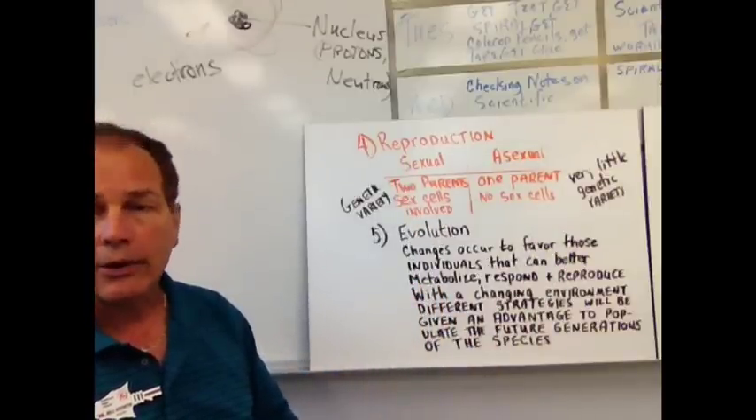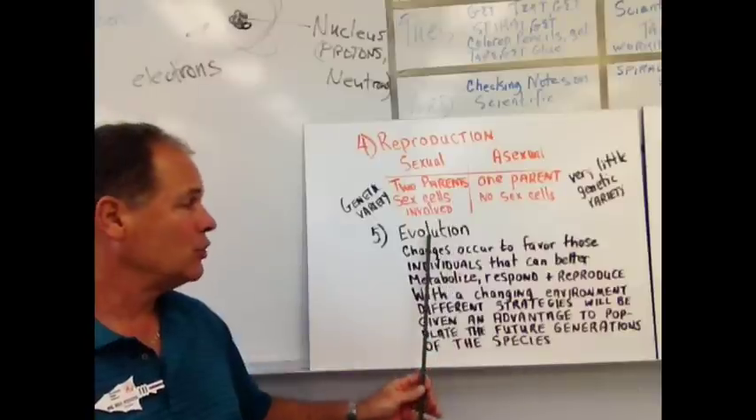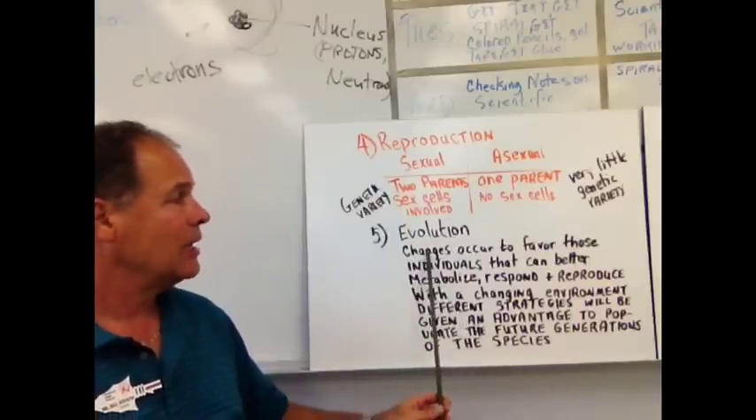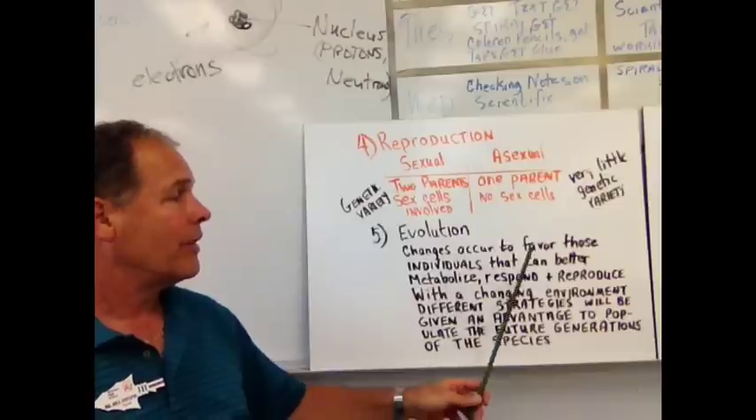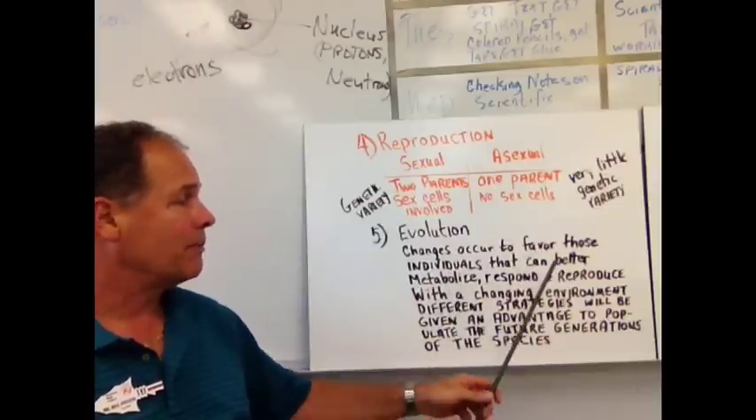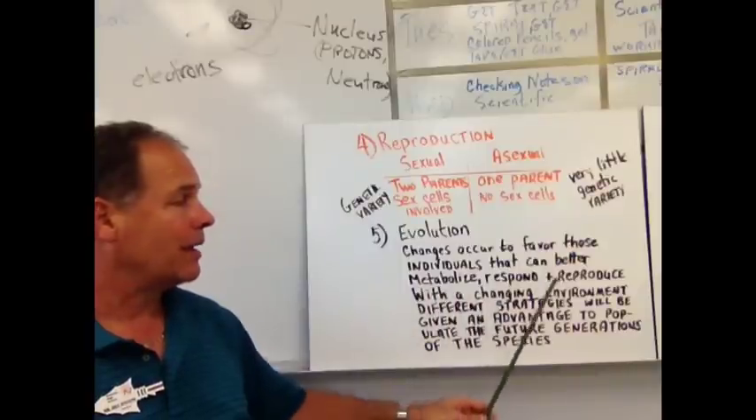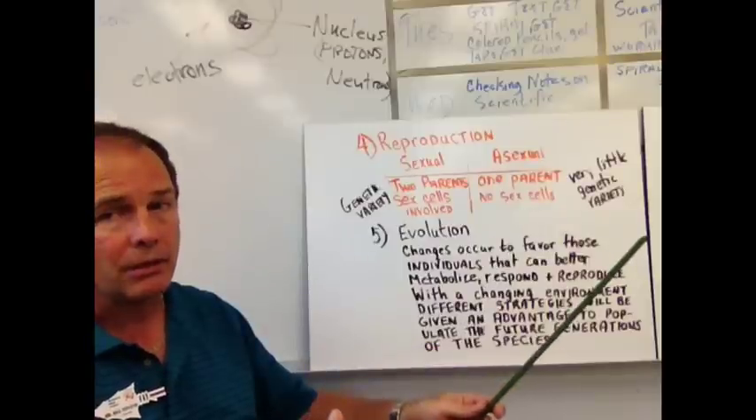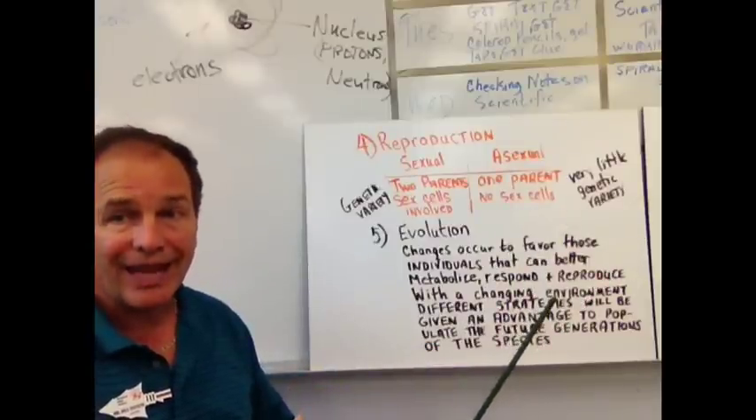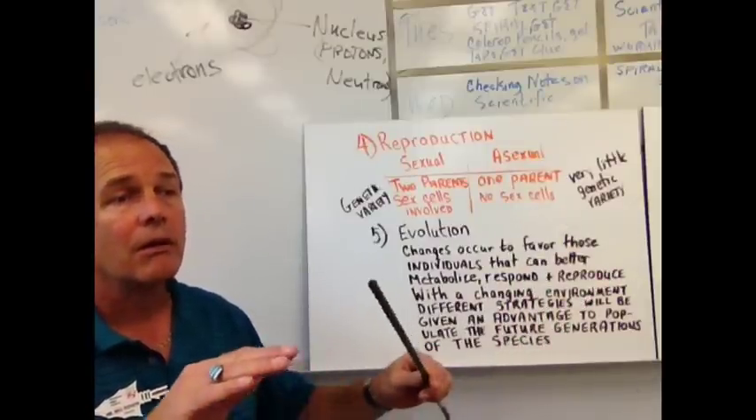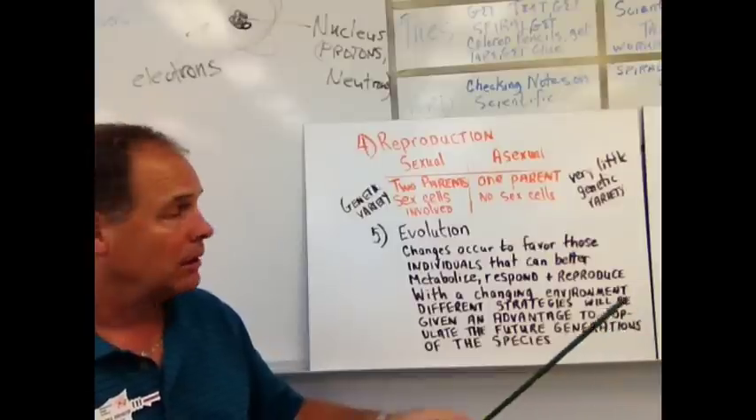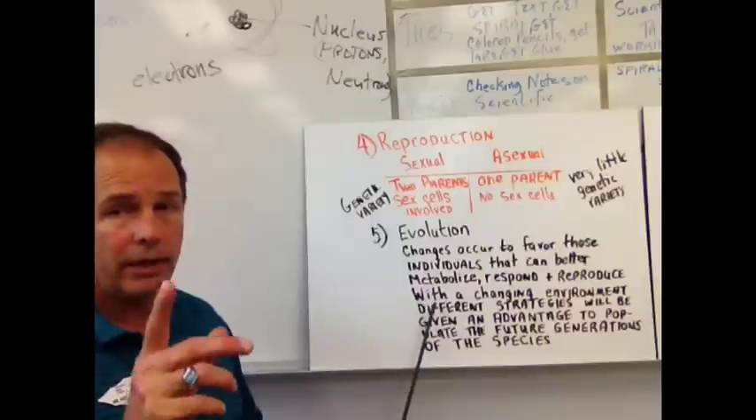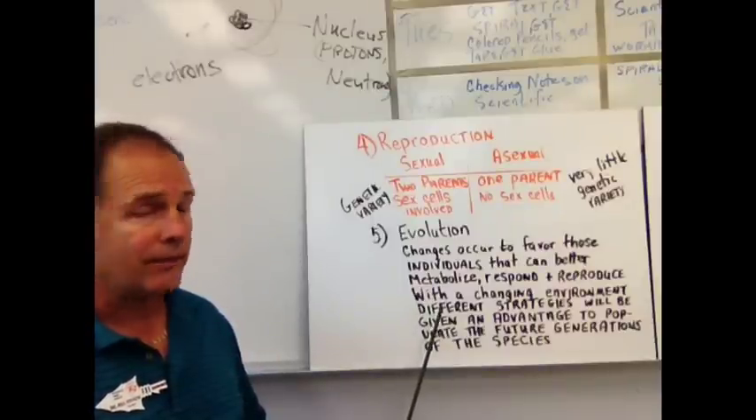Another important characteristic of living things would be evolution. Evolution in the scientific sense is stated as changes that occur. They favor those individuals that can better metabolize, respond, and reproduce. So if you're better at getting energy, you've got an advantage over members of your same species. Responding and reproducing, you are the one that will be around to populate the future generations.